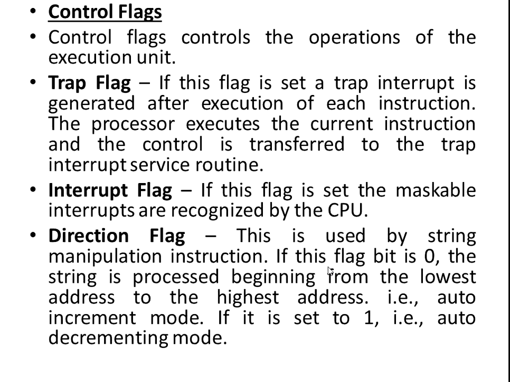The next is the direction flag. This is actually used by string manipulation operations. If this flag is 0, the string is processed beginning from the lowest address to the highest address. That is auto increment mode. If it is set to 1, then it will be in auto decrement mode. If it is set, string bytes are accessed from the higher memory address to the lower memory address. When it is reset, the string bytes are accessed from the lower memory address to the higher memory address.